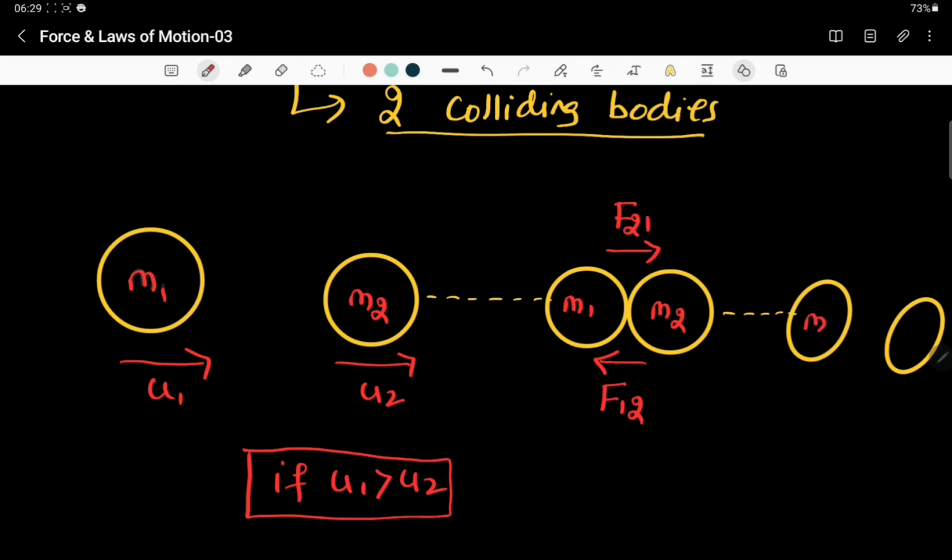Again the mass is the same, m1 only. There is no change in the mass, and here also the mass is m2. It is moving with velocity v1. Why is it moving with v1? Initially it was moving with u1, I know that, but now it started to move with v1. Why? Because some force, some reaction, has been applied.